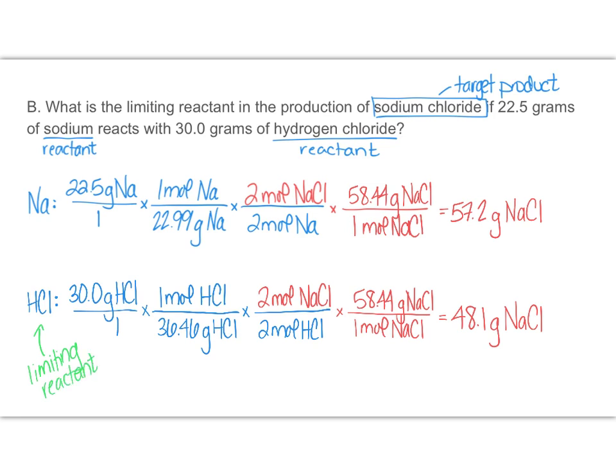Because HCl is my limiting reactant, that also makes that 48.1 grams that I can produce from my limiting reactant my theoretical yield. That is, in theory, the maximum amount I can make of my target product, because after that, I run out of my HCl. Because my HCl is my limiting reactant, that makes sodium my excess reactant.